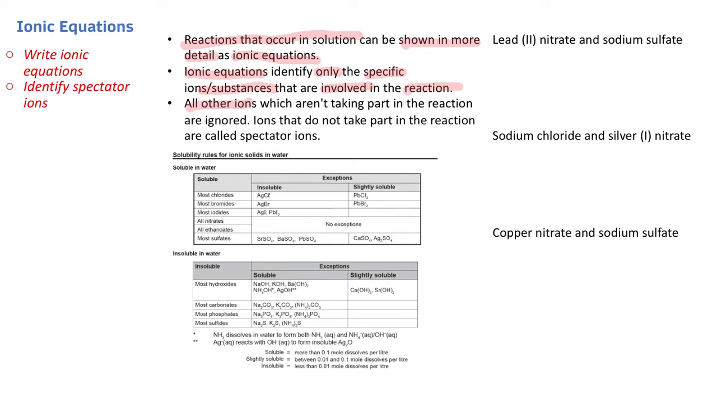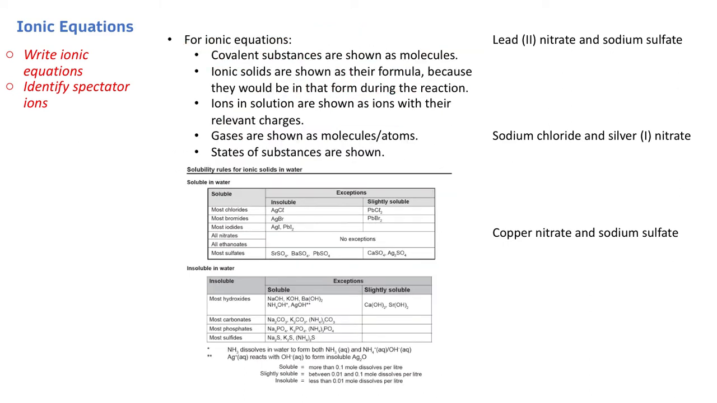All other ions which aren't taking part in the reaction are ignored, and those are called spectator ions. Spectator ions are the ones that aren't involved in the reaction, and we'll have a look at what that means in a bit. There are a couple of rules for ionic equations. We're going to focus on a few for the precipitation reactions that you're going to start with, but these will become more relevant when you start the acid-base reactions in the next topic. Covalent substances are shown as molecules.